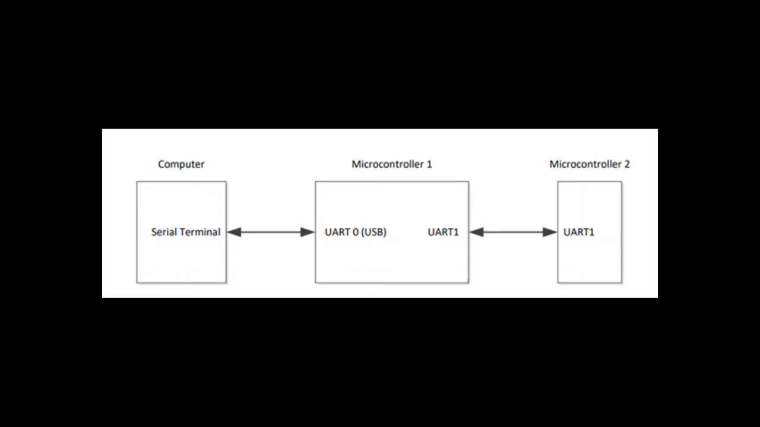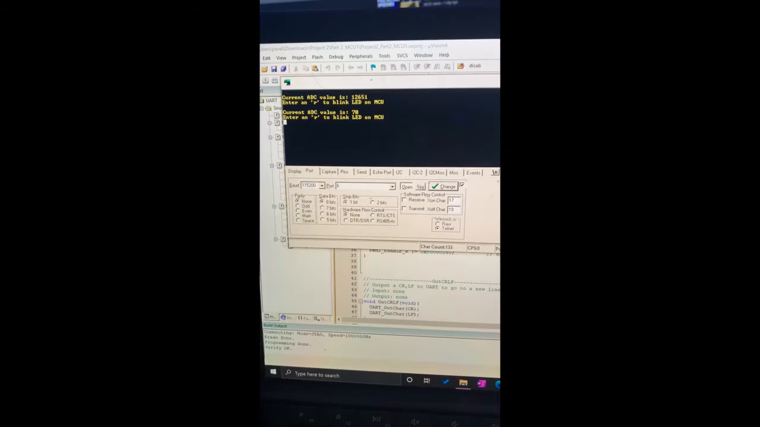Here is part 2. The purpose of this project was to send commands using the serial terminal to the first microcontroller, and the message will also be sent to the second microcontroller and vice versa. This project needed to accomplish several tasks.